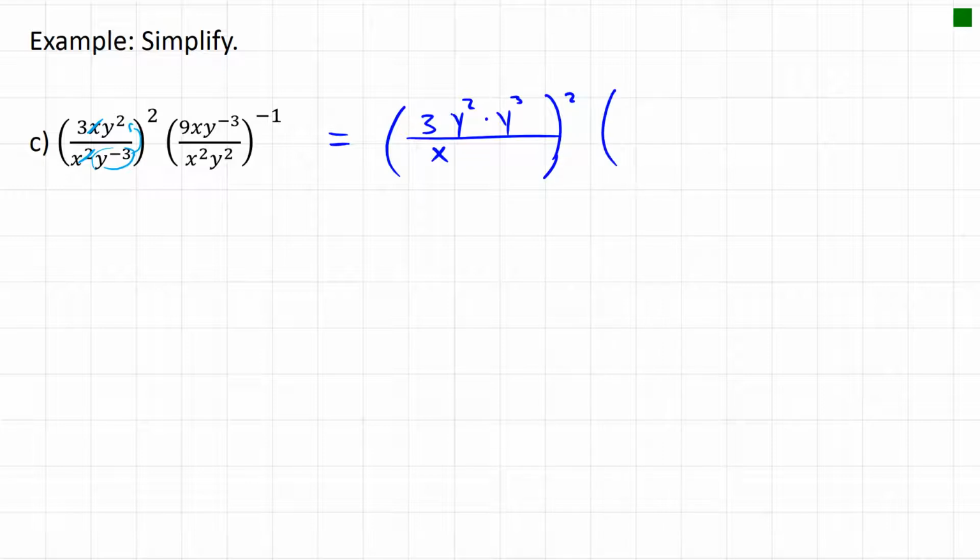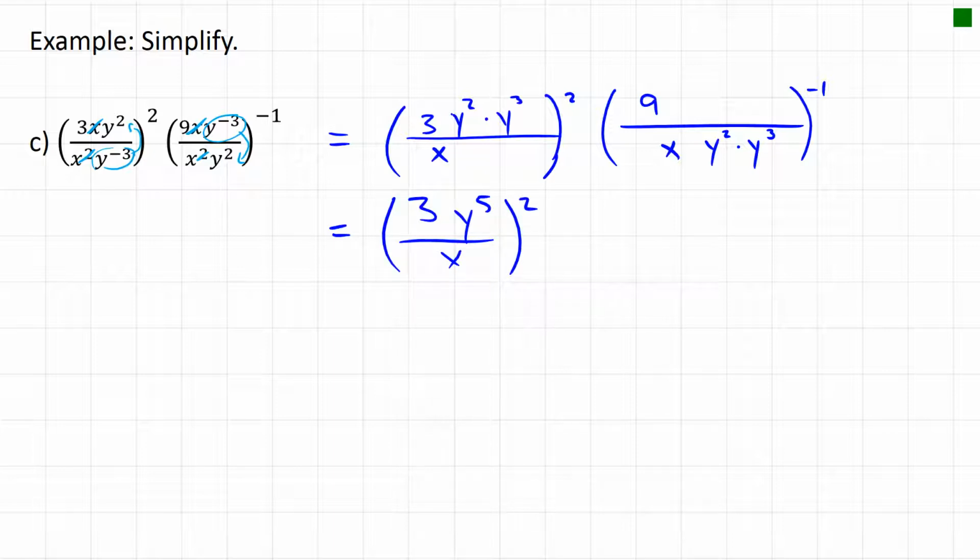And then my second bracket, again I have 9 on top, so the number part has nothing to do. I have another cancellation with my x's, leaving me with a single x on the bottom in the denominator. And this time I'm going to flip my y with the negative exponent down into the denominator to make it positive. So I have y squared times y cubed, and all of that is to the power of negative 1. So now I'll just go through and combine those y's, just to tidy things up before my next step.